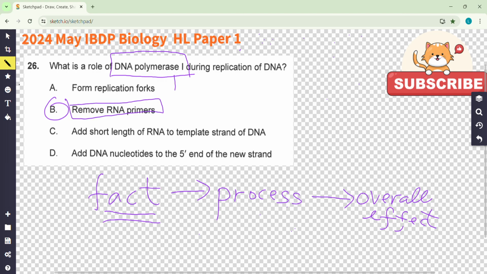There is no way for you to guess it, because the word is just polymerase 1, and it removes RNA primers. Impossible. So this is the reward for memorizing the important facts in biology.